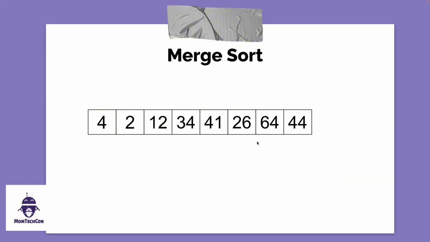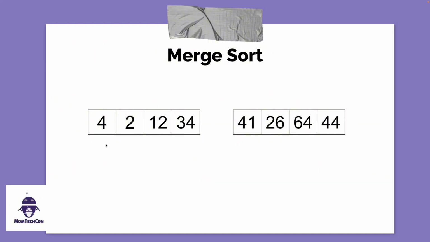Next, we have merge sort. The way that merge sort works is by dividing the array in halves, and then each half is split in half, and so on, until we have only one element, each element being isolated. Then we sort each half and we merge them back together.